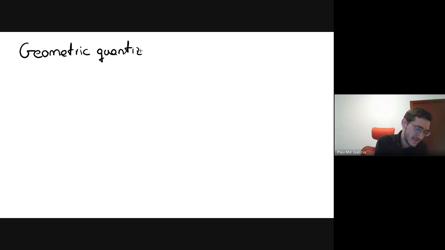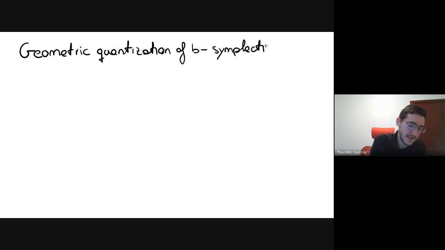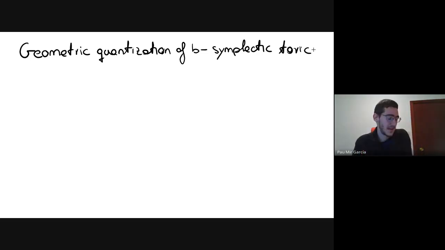Geometric quantization of b-symplectic and toric manifolds. So we want to quantize. The idea is to geometrically quantize manifolds which are not symplectic but b-symplectic and have a toric action, which is kind of specific. Not all manifolds are toric manifolds. Not all b-symplectic manifolds are toric b-symplectic manifolds.